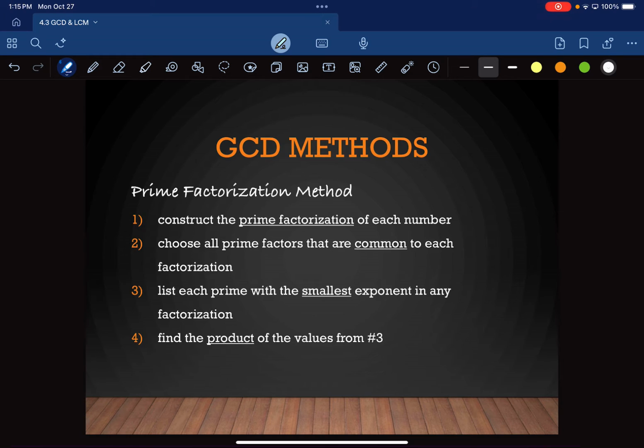So this is the prime factorization method. We construct the prime factorization of each number, which we've talked about, factor trees and the division algorithm. We choose all the prime factors that are common to each factorization. So we look for common factors again. Anything that's common to both gets included. We list each of those prime numbers with the smallest exponent in either of the numbers we're working with. And then we find the product. In other words, we multiply it out.